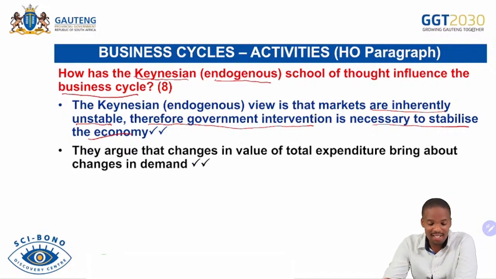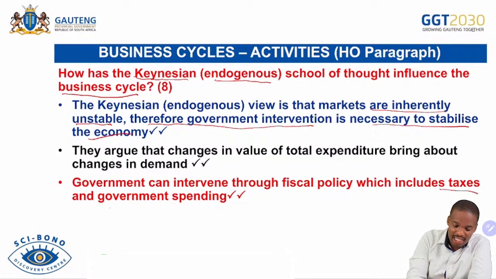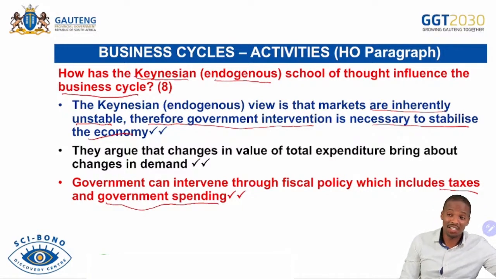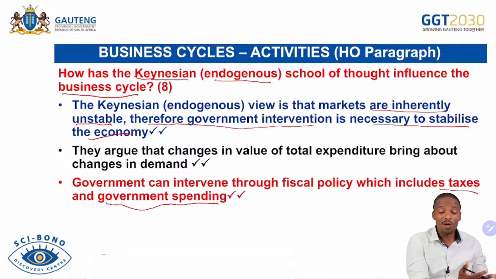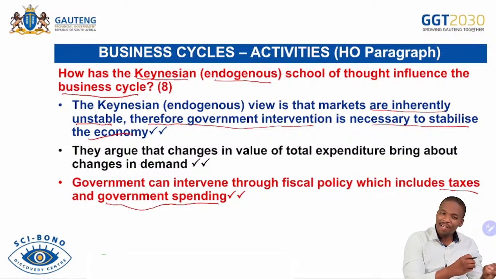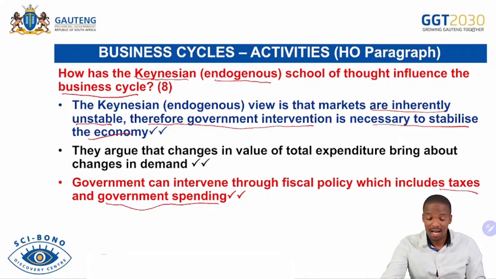They argue that changes in the value of total expenditure bring about changes in demand. The government can intervene through fiscal policy, which includes taxes and government spending. Unlike the monetarist viewpoint, which discourages government intervention because they believe that markets can function on their own. Markets can self-regulate. The price mechanism can correct them through demand and supply. With the Keynesian view, this one believes that government should intervene in the economy. And how do they intervene? Through fiscal policy, which also includes taxes and government spending.